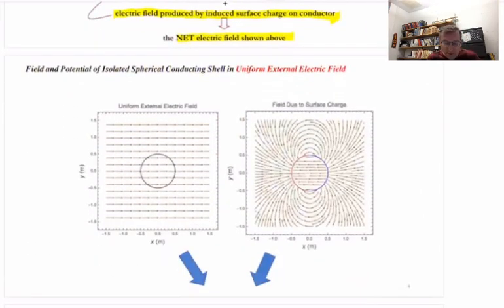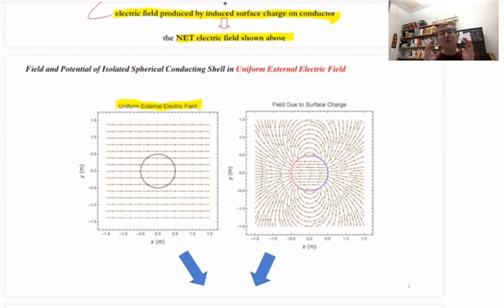So on the left we have a uniform external electric field pointing to the right, and that's what those little arrows pointing to the right are in the XY plane. Now the circle there shows where we're going to put a spherical conductor, but it's not there yet. So right now we have a uniform electric field pointing to the right. Now the second picture over here on the right shows what happens when we immerse a spherical conductor into this external field.